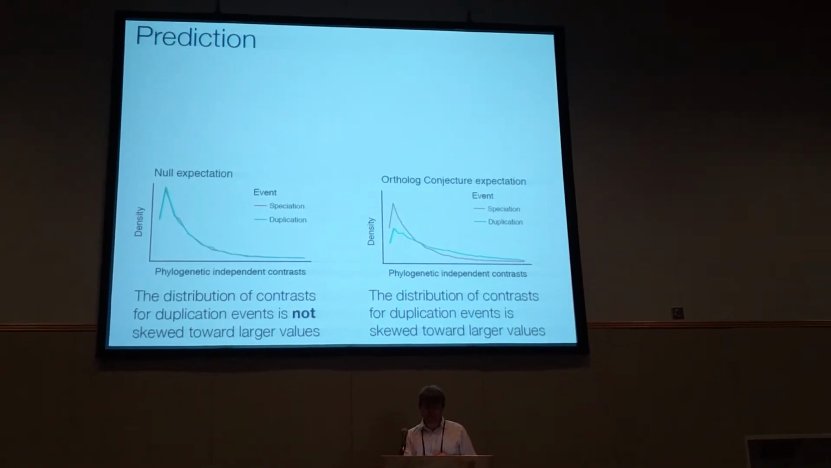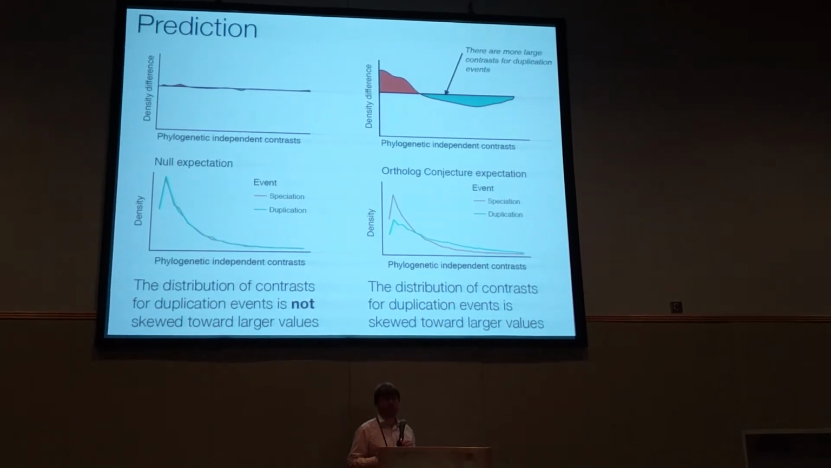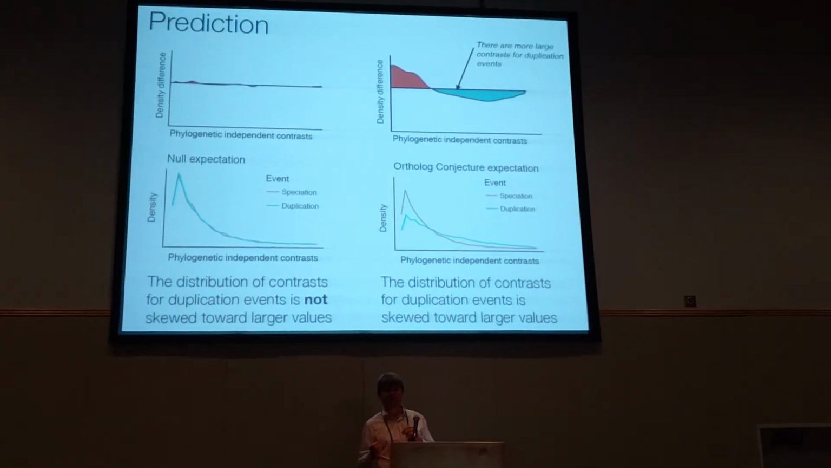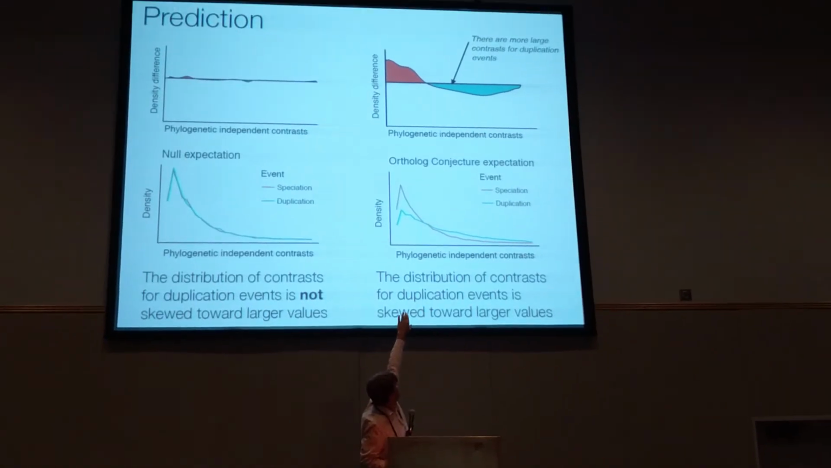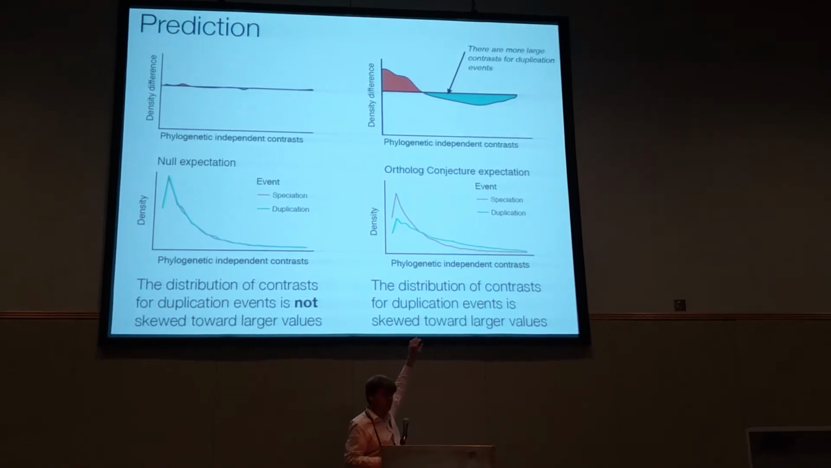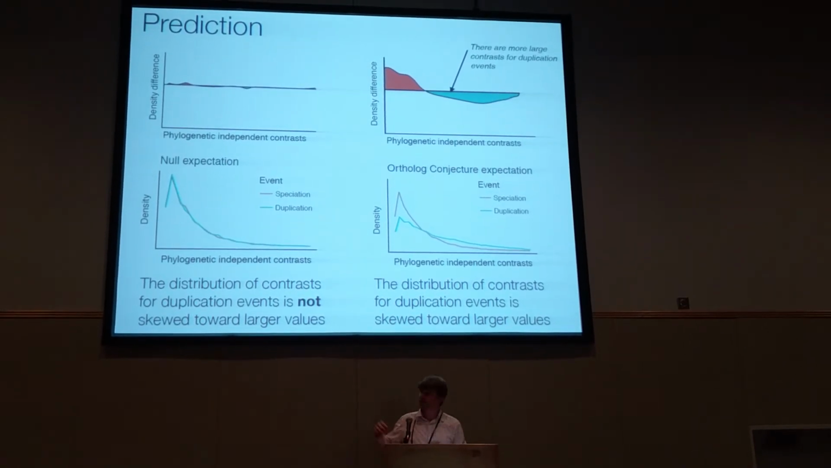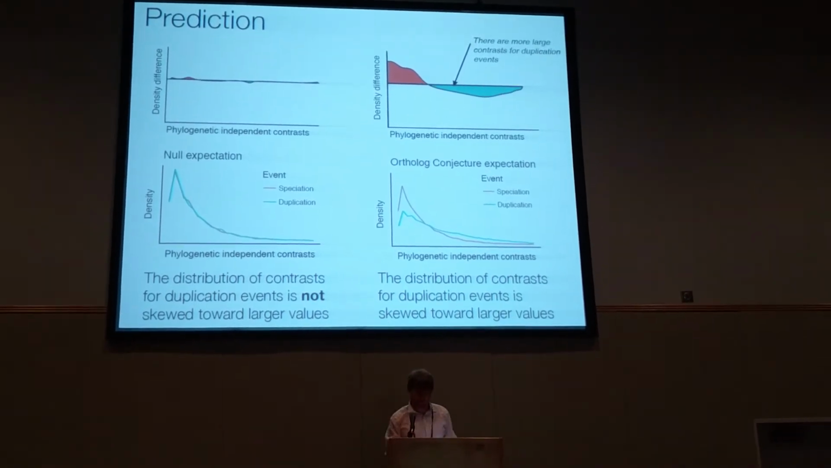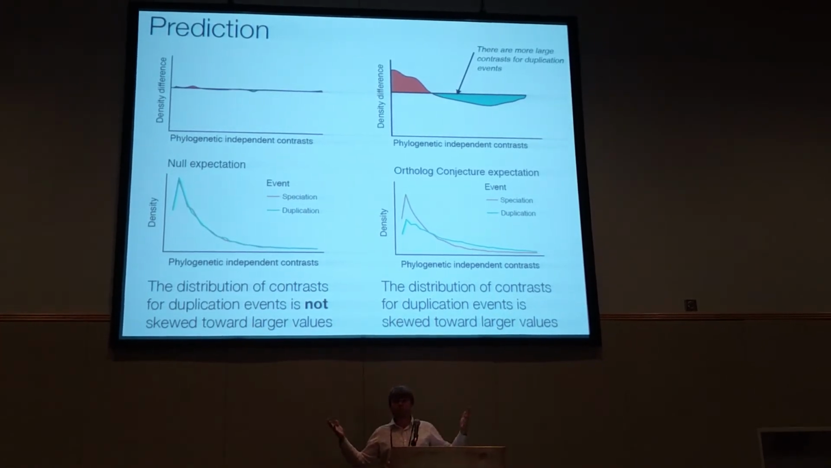To make it a little bit clearer, since sometimes it's hard to see the distances between these lines, I actually like looking at the difference in the density distributions. So on the right here, you can see that there is this excess of large contrasts for duplication events. There's that large bulge above the line. That's the prediction of what you would see, and under the null expectation you just see this wiggly flat line. So what do the data look like?